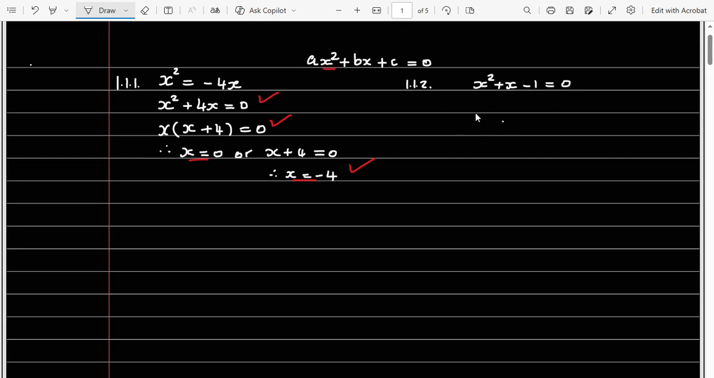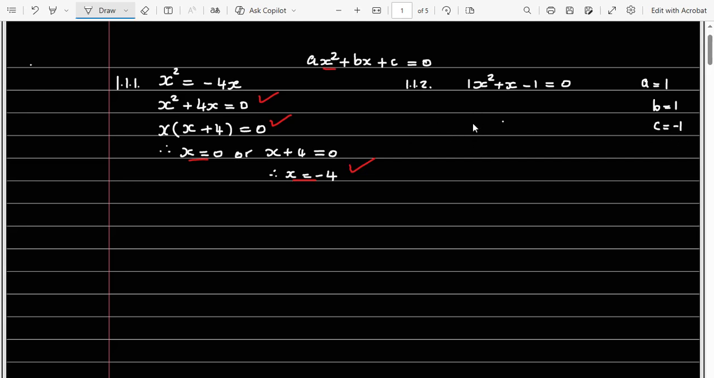The value of a, you just have to know what is the value of a. The value of a here is 1 because it's the coefficient of x squared. Whatever number that we have in front of x squared, that's the value of a. Let me write this so that we can have much space. The value of a is 1. The value of b is the coefficient of x, which is also 1. And the value of c is negative 1.